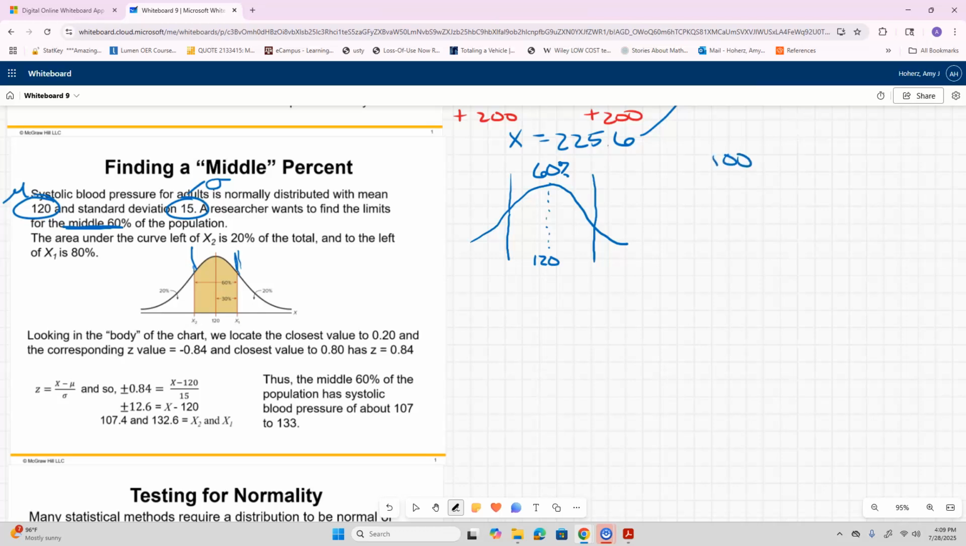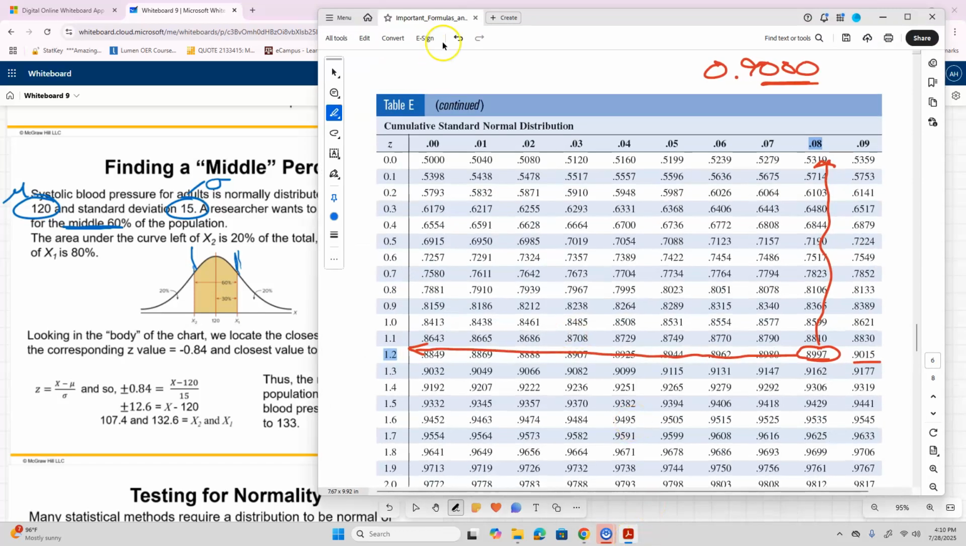So if we have 60% in the middle, that leaves us with 40%, but it has to be split between the two sides. So to the left here we have 20%, and to the right here we have 20%. So we actually have a choice as to what we'll look up. I'm going to use the left-hand one. If below here is 20%, I'm looking for this z-value. So I'm going to look in the body of the chart for 20%.